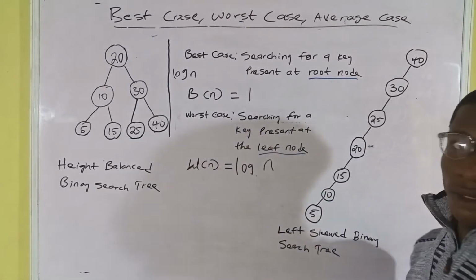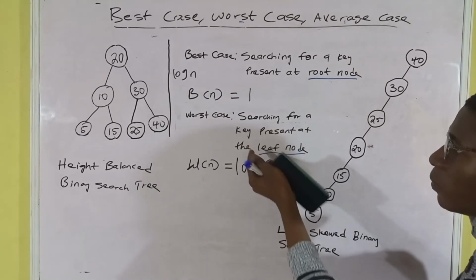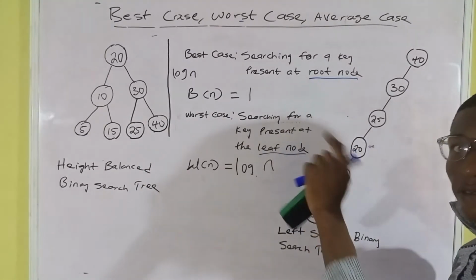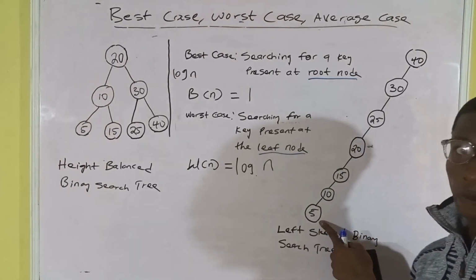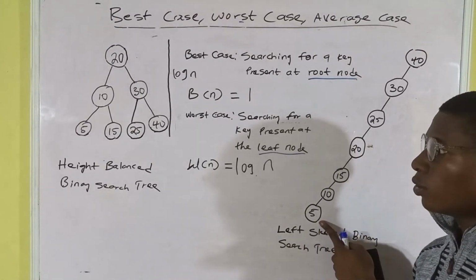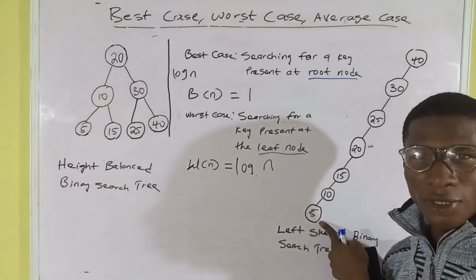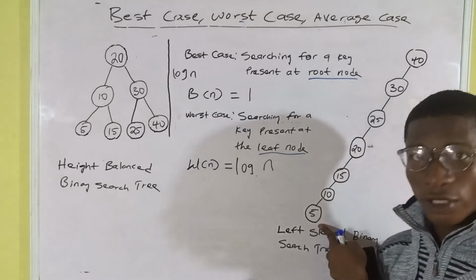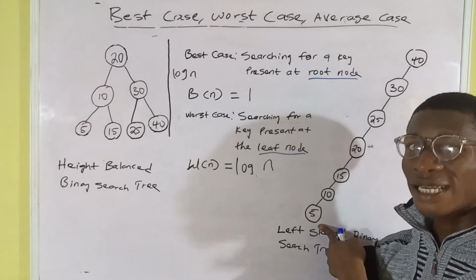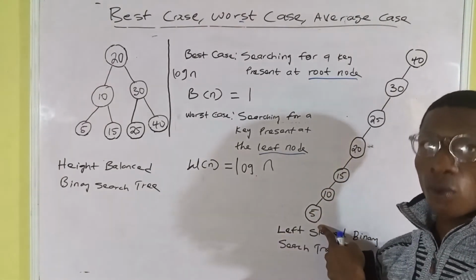So what is the worst case? Worst case is searching for a key present at the leaf node. So the leaf node, in this case, is this, right? And it carries 5. But what is the worst case time? The worst case time will change because the number of comparisons that we'll be doing now will be the size of the tree. So what does that mean?